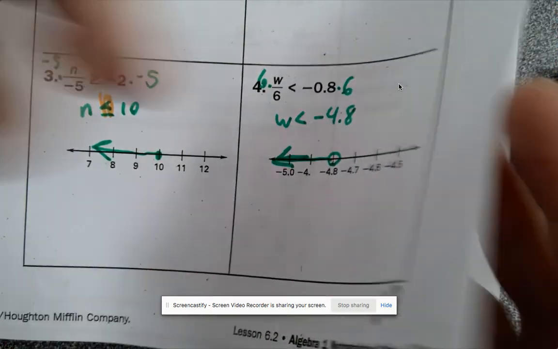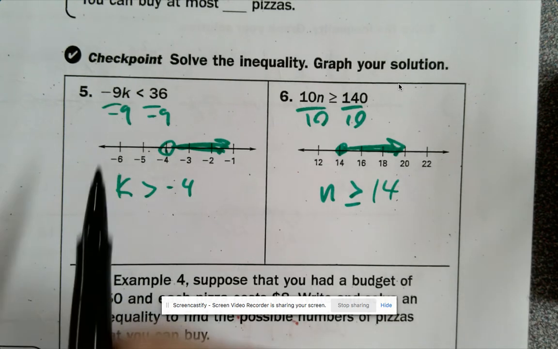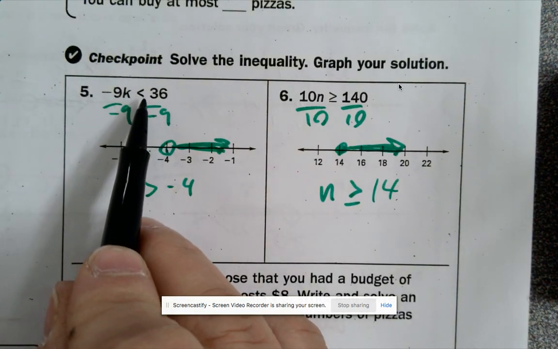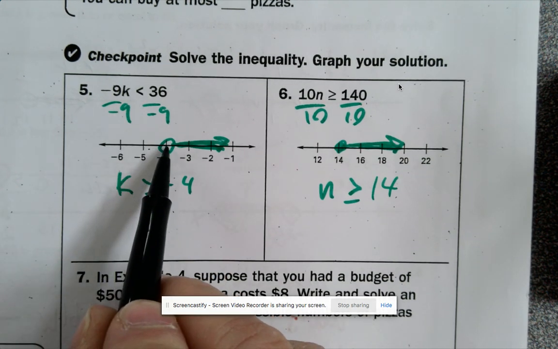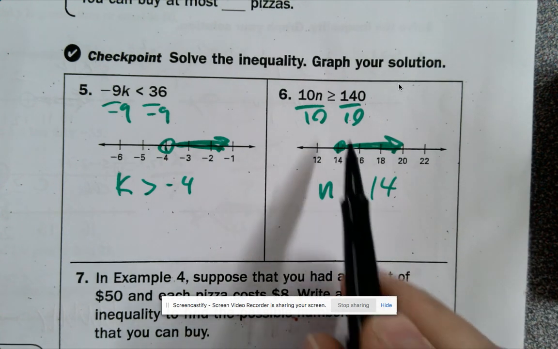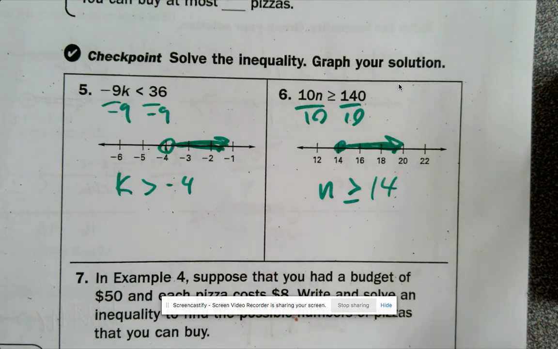And then the other page, some dividing by a -9. Spidey sense makes you move it from less than to just greater than, an open dot, and it's -4. Number 6, no switching, just dividing by 10, you get 14, closed dot, and it's greater than.